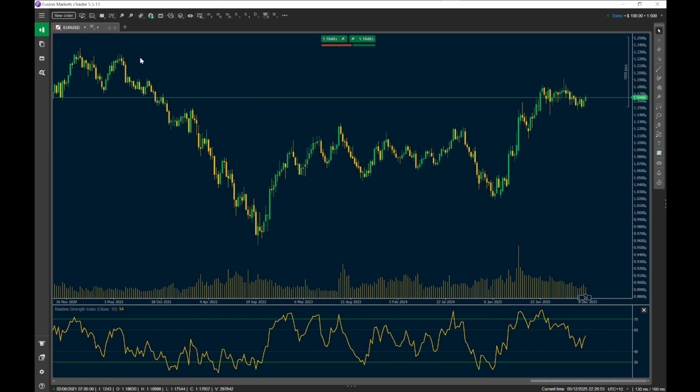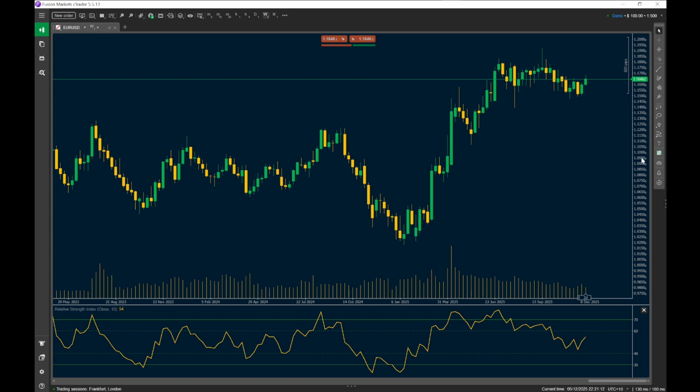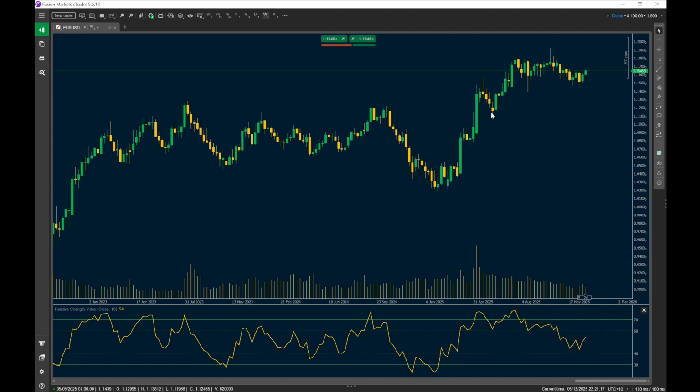Euro is the base currency, USD is the quote currency or quotation currency. The price here is in US dollars, the price of 1 euro in US dollars, given on the right hand side. So if the price is going up like this, making higher highs and higher lows, the value of the euro is increasing, therefore the price also increases, becoming more expensive in US dollars.